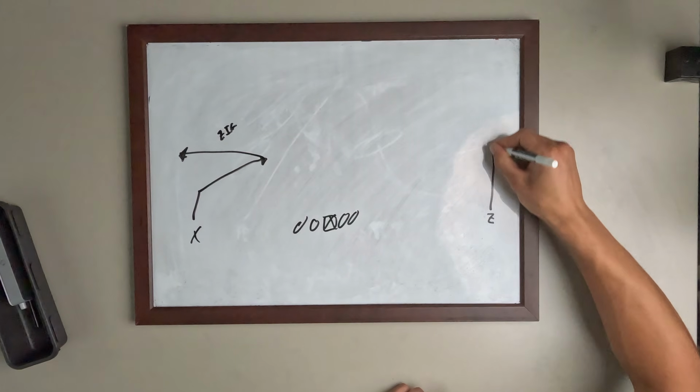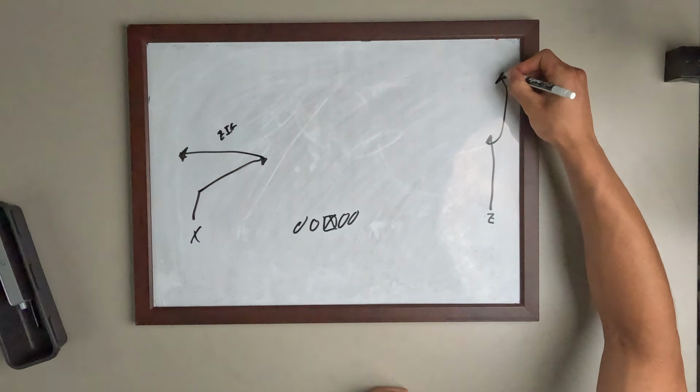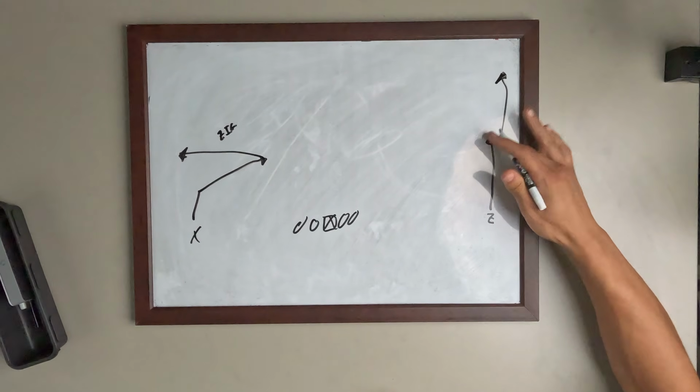Or let's say you want to call a hitch and go. The double move literally describes how to run the route. So now all of a sudden, as a Z receiver, you're going to run a hitch at 5 yards, and now you're going to turn up the field into a go route and see if you can beat this man-to-man.